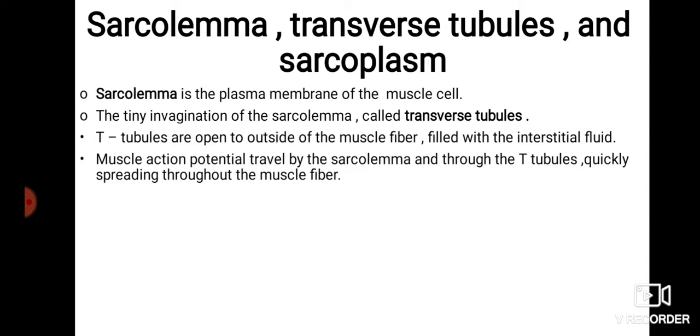and the main function of these tubules is that they help in quickly transferring the action potential throughout the muscle fiber. Okay, because they are connected with the muscle fibers, and the action potential that travels in the sarcolemma goes through the T tubules, and these T tubules help in quickly transferring these signals to the entire muscle fiber at the same intensity.